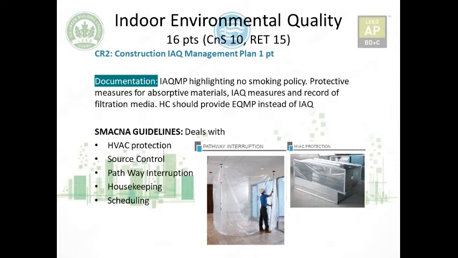The ducts and grills which are on site have to be protected from dust and any contaminants before they are installed, and have to be covered to control any potential source that can pollute or contaminate the air. Pathway interruption: if you see in the figure, you cover the area where you are making any renovation or any construction activity. It also deals with housekeeping and scheduling of works, that you schedule your works in a way that minimum occupancy is there at that particular time, if it is possible.